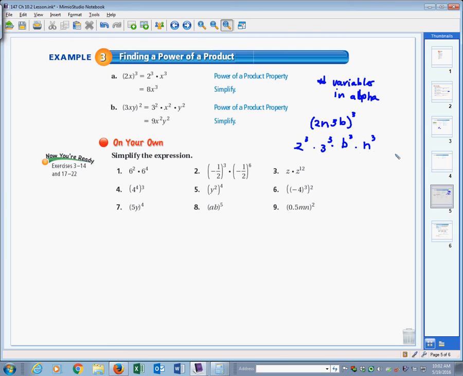And then my ending product, which 2 to the third is what? 2 times 2 is 4, times 2 is 8. So I have 8, and 3 to the third is 3 times 3 is 9, times 3 is 27. And then I'd have b to the third, n to the third. And I still have to multiply these out to get my final answer. Does that make sense? So numbers first, and then variables in alphabetical order.